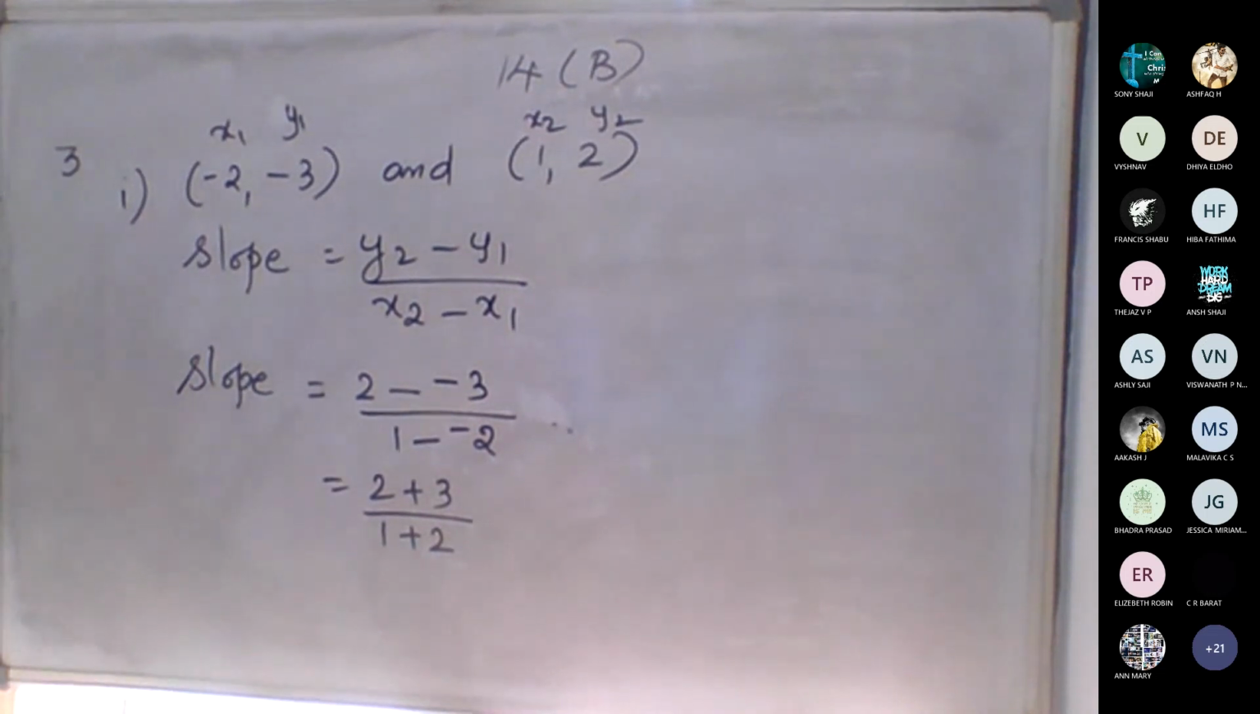Is there anything wrong here? 2 plus 3 is 5, so 5 by 3.